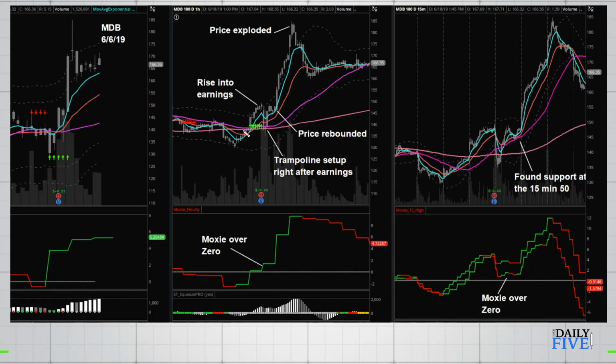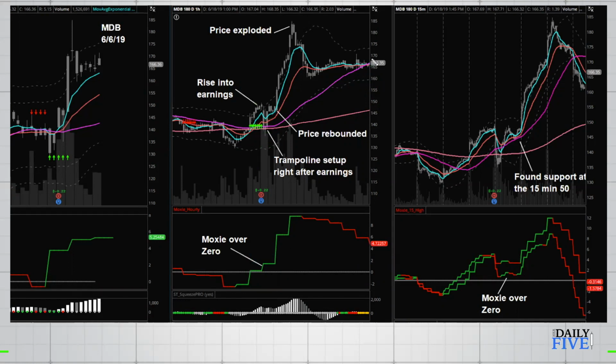And what the move was is that price rose into earnings. Okay, I don't like to trade earnings, and this is why, because what happened on earnings? It dropped. Just a big drop. So buy the rumor, sell the news, that kind of thing. Now what it did is what I call a trampoline move. And a trampoline move is when price is below the 50, but the Moxie indicator is above 0. That is a high pressure, high buoyancy type situation.